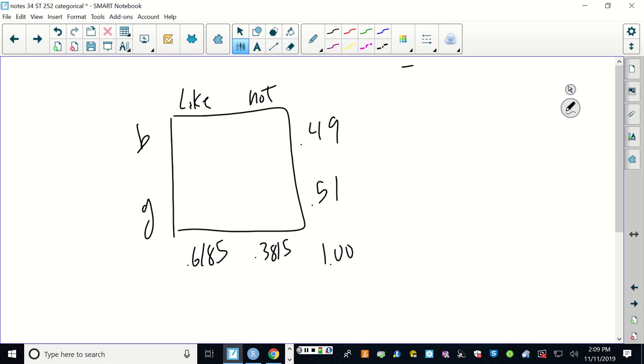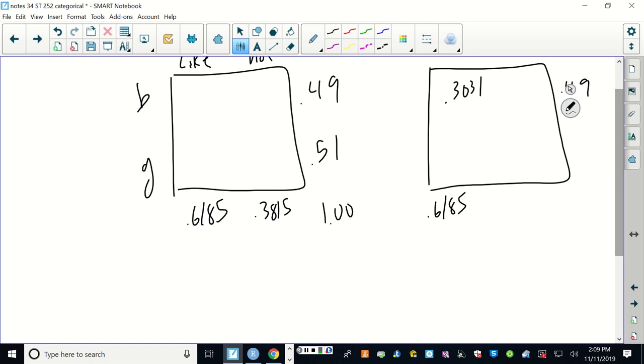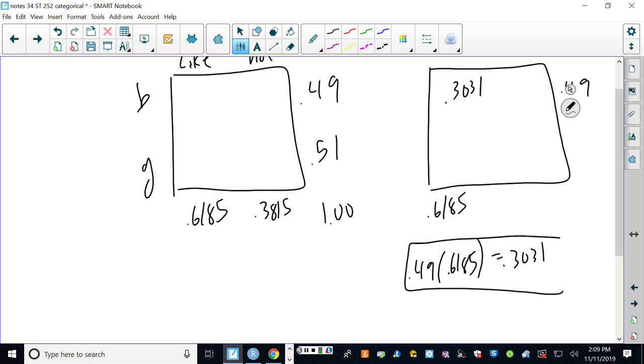Now if things are independent, we can figure out the proportions that would be estimated to be in here. So for this one, we take 0.49 times the 0.6185. Multiply those two things together, and it's 0.3031. Where did that come from? 0.49 times 0.6185 ends up being this 0.3031. So under independence, we would expect 30.3% of the respondents to end up in that cell.